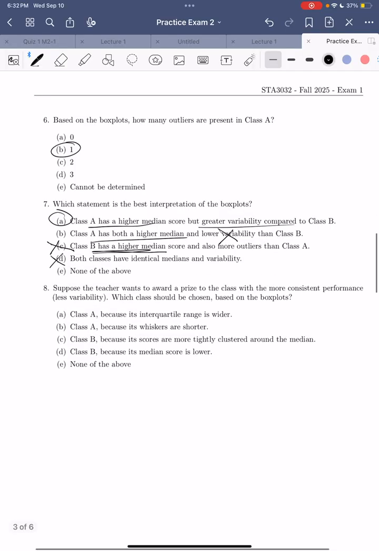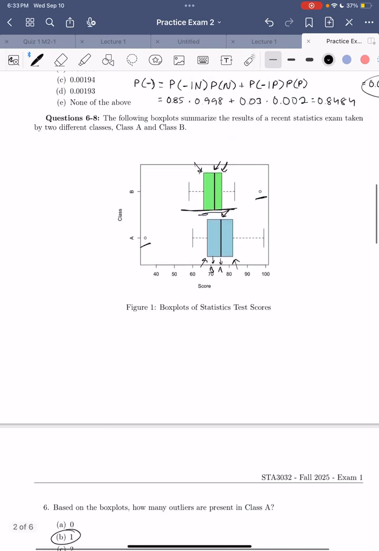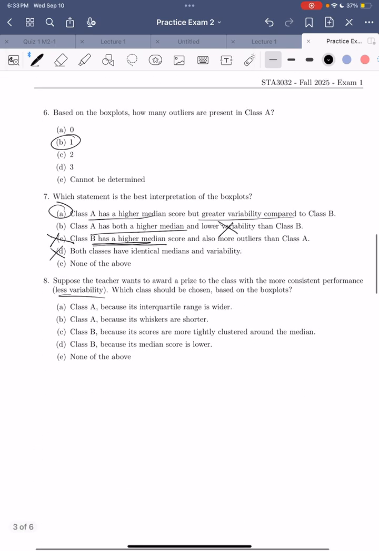So suppose that the teacher wanted to award a prize to the class with the most consistent performance, less variability. Which class should be chosen? As we've already seen, Class A has more variability than Class B, so if we're looking for less variability, then Class B, because its scores are more tightly clustered around the median. That's how we tell that it has less variability.